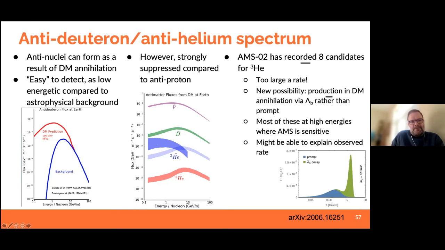The problem, though, is that this is strongly suppressed compared to antiprotons. So here you see the rate versus the energy per nucleon, and I don't know how well you can read the scales here, but from protons to deuteron, it falls by 6 orders of magnitude, and then another 4 orders of magnitude for anti-helium.